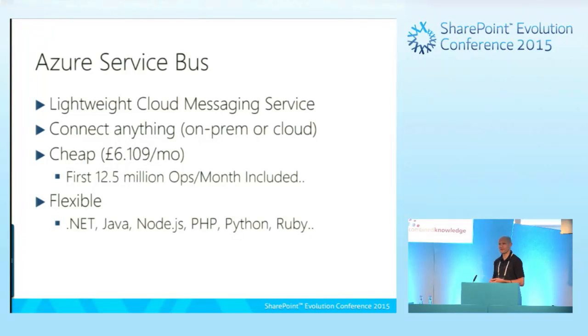You can connect anything on-premises or in the cloud. So we're actually using this in a few instances where we're connecting on-premises systems with cloud services as well. It is cheap. That is ridiculously cheap. £6 per month, more or less, at the latest rates. The first 12.5 million operations per month are included. So it just shows that it's a very scalable model, and yeah, we don't have 12.5 million clients. So in our CRM to SharePoint integration, we're well within the limits, and it's costing us literally pennies to have the messaging in a secure and robust way.